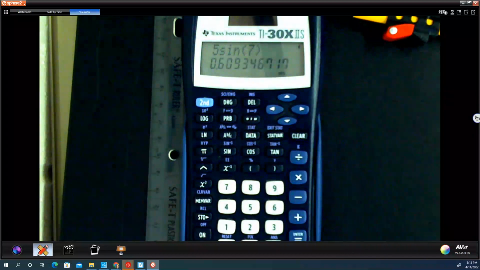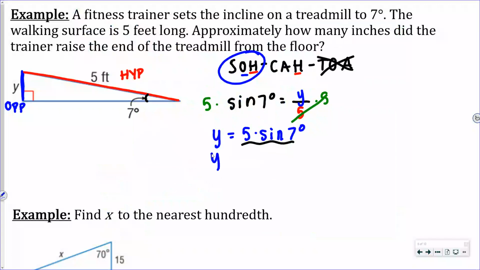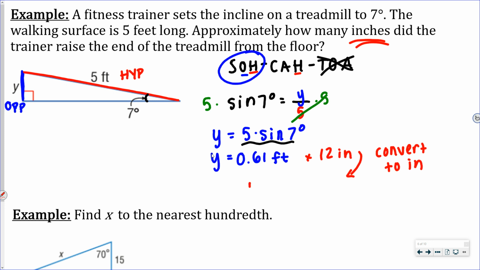Now, my issue with this answer is that it is going to be in feet, because this is measured in feet. My calculator tells me to round to the nearest hundredth. That's in feet, and they're asking how many inches. Well, folks, how many inches are in 1 foot? 12. So we just have to multiply this by 12 inches. Convert it to inches. So I think I got 7.3. You won't have to do that on all of them. I just wanted to do one like that together where the units don't match.